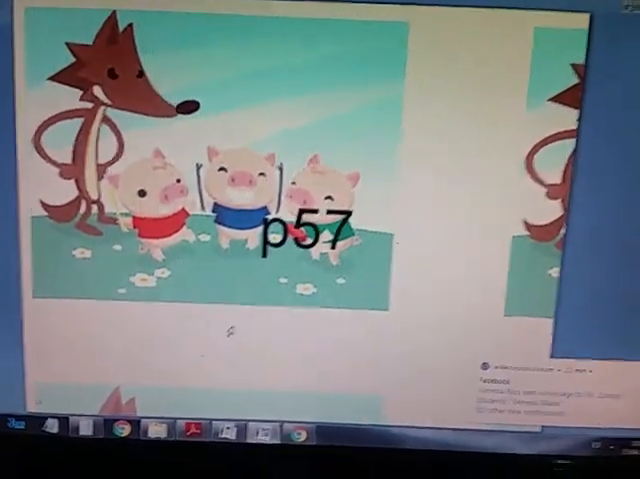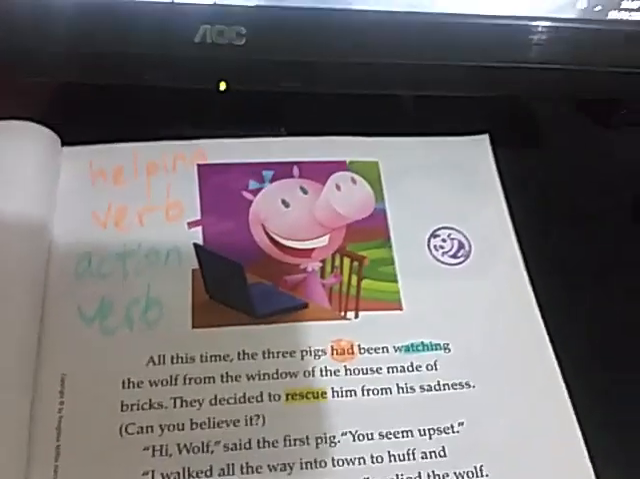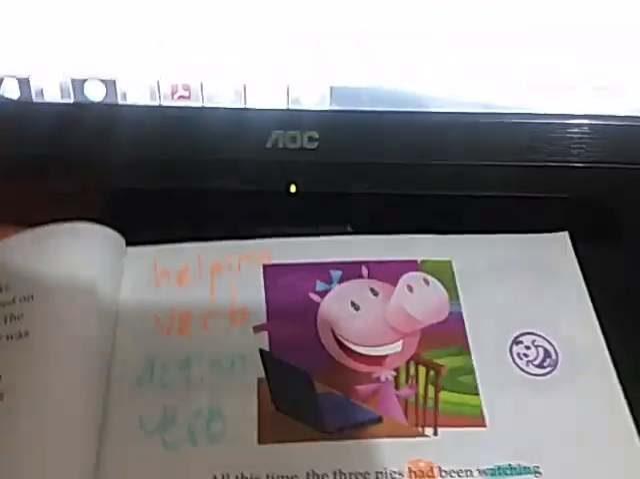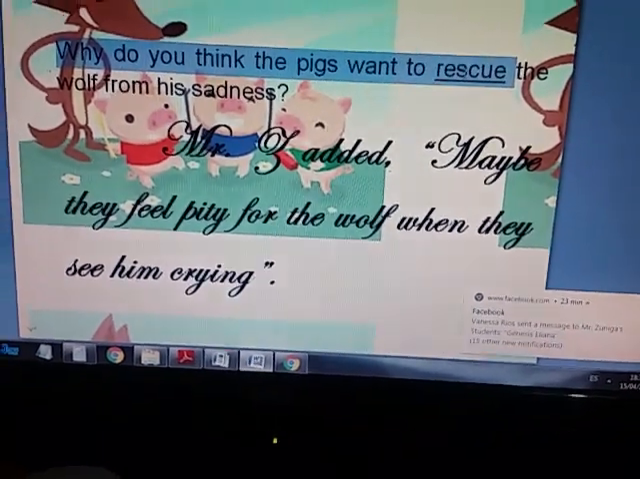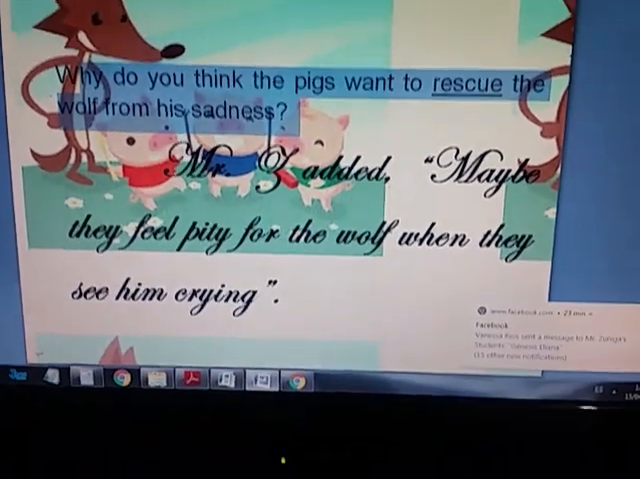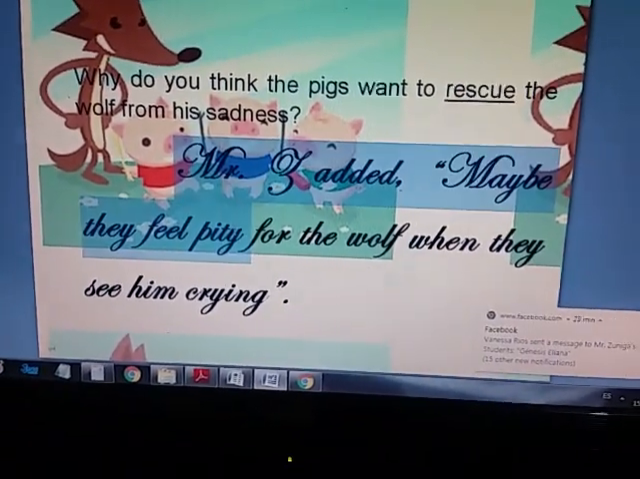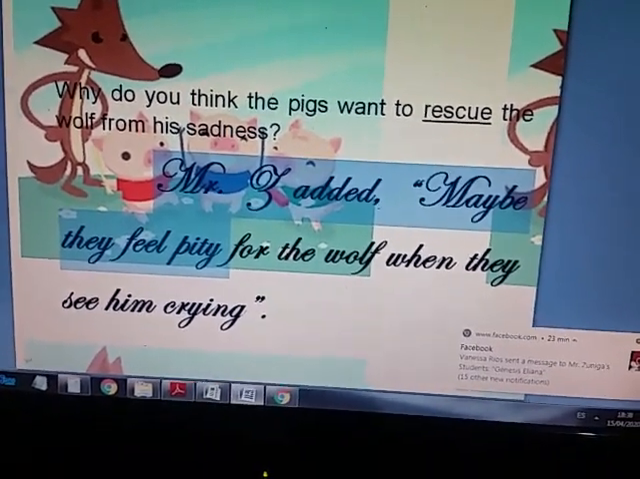Okay, let's go over page 57. And we see the pigs on the computer and they want to help the wolf this time. That's why the question goes like, why do you think the pigs want to rescue the wolf from his sadness? Mr. Z added, maybe they feel pity for the wolf when they see him crying.